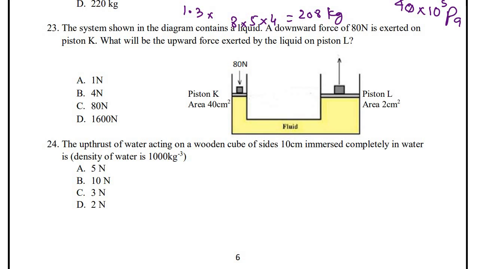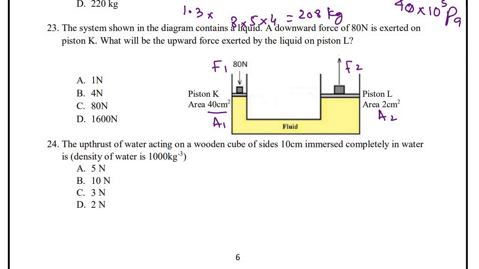Question number 23. The system shown is a Pascal system and a downward force of 80 Newton is exerted on the piston. So we have first force of 80 Newton and its area is 40 centimeters square. What will be the upward force? Let's say this is F2 and this is A2.